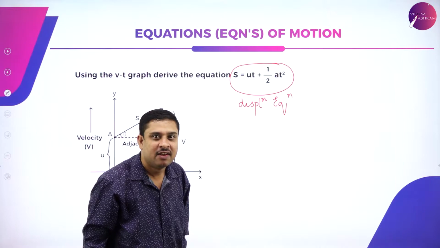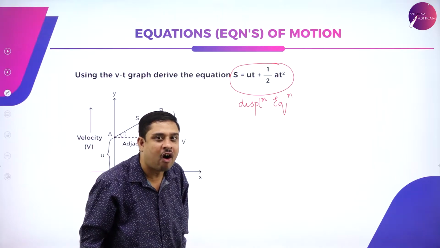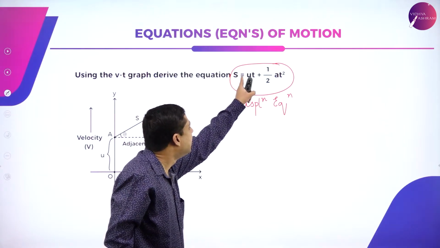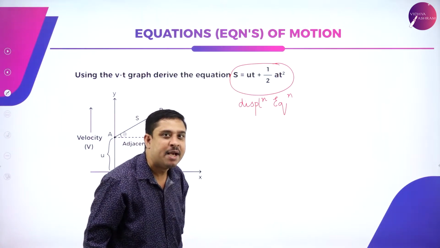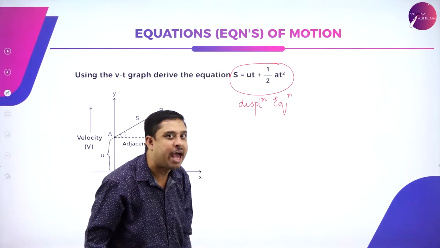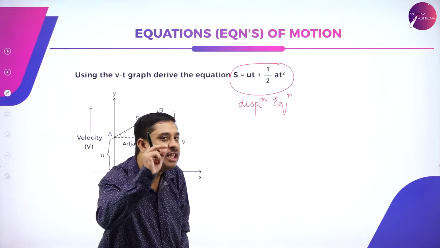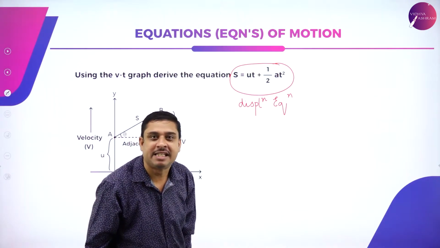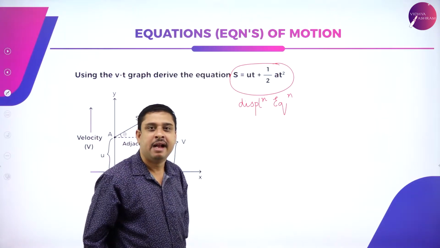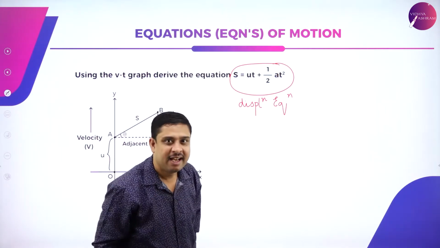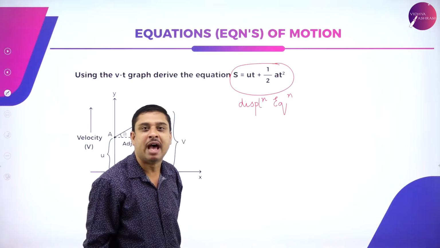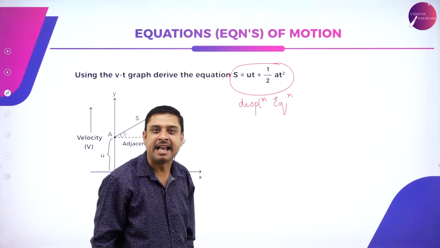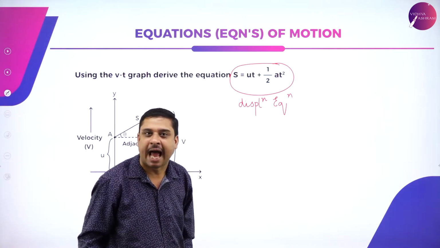Dear students, which equation is called the displacement equation? Yes, s equals ut plus half at square. So which fish in the pond am I targeting today? The displacement equation. And what is the aid I am referring to arrive at this expression? It is again our VT graph.